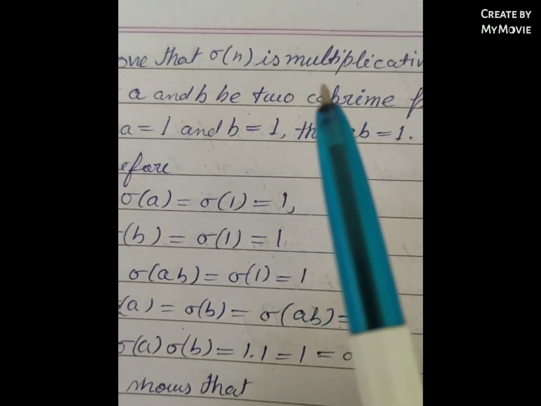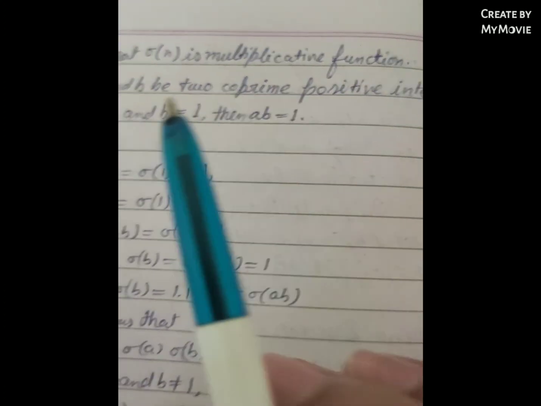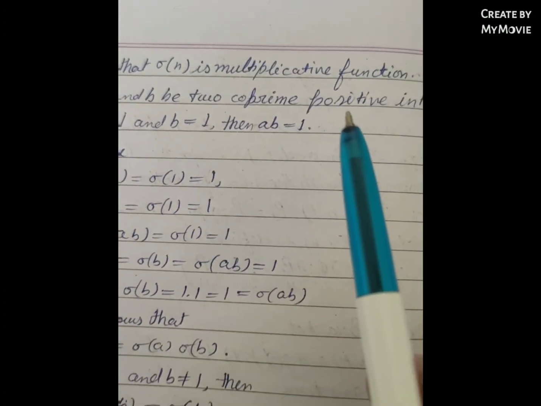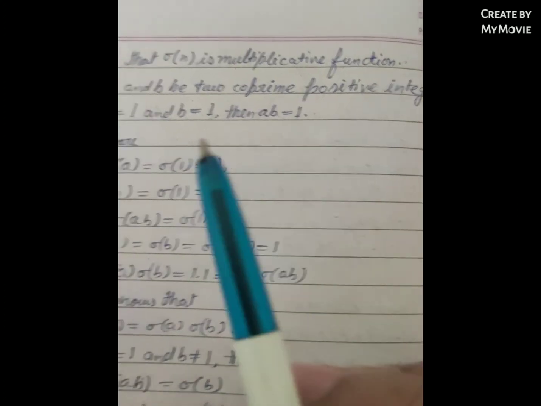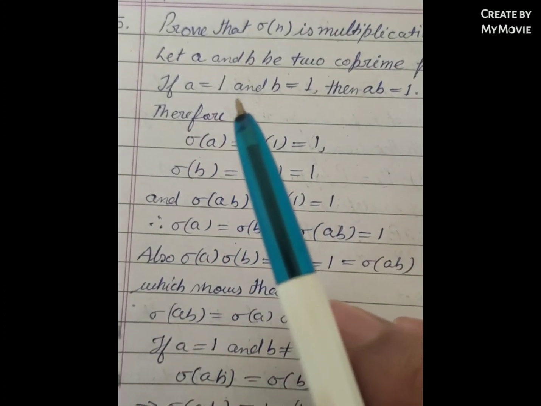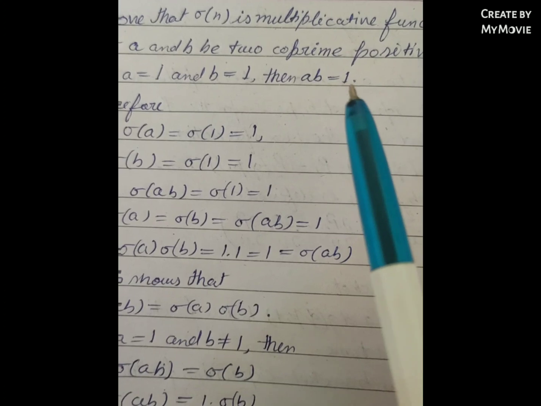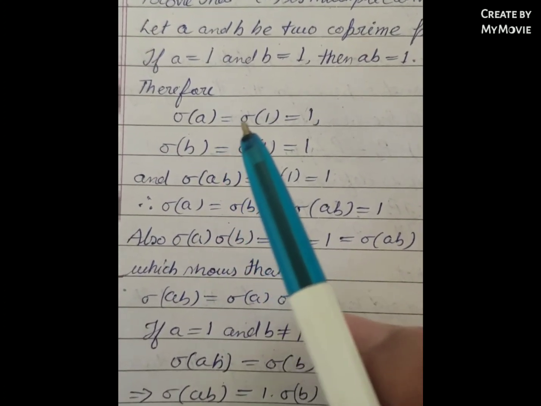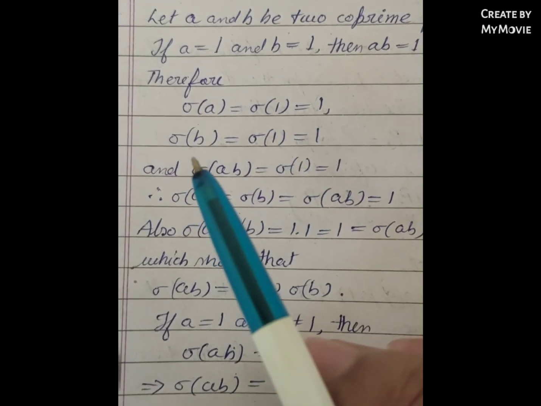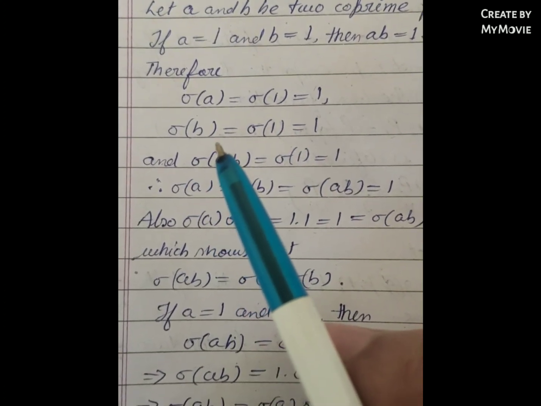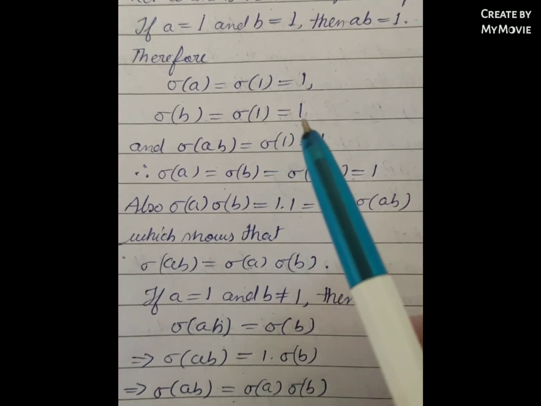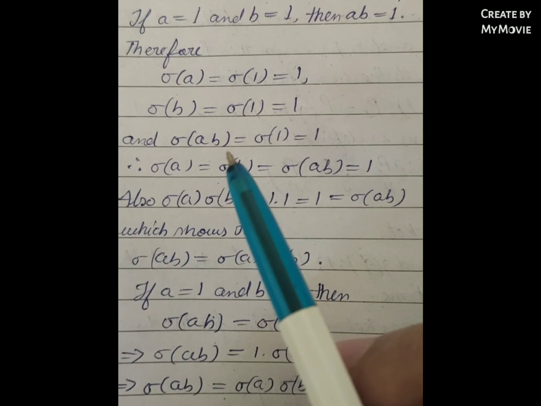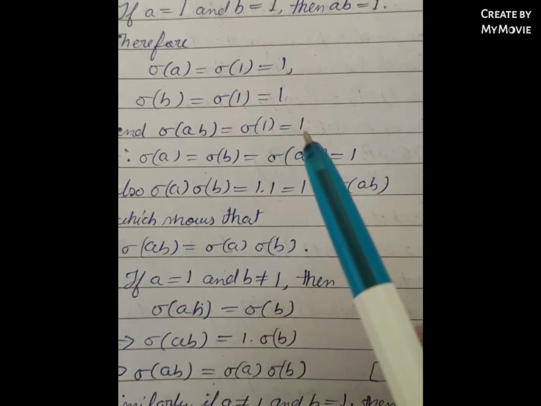Prove that sigma n is a multiplicative function. Proof: let a and b be two co-prime positive integers. If a is equal to 1 and b is equal to 1, then ab is equal to 1. Therefore, sigma a is equal to sigma 1, which equals 1, sigma b equals sigma 1, which equals 1, and sigma ab equals sigma 1, which equals 1.